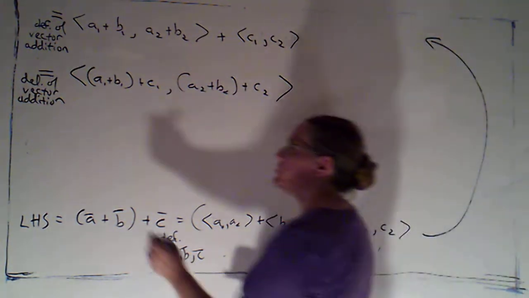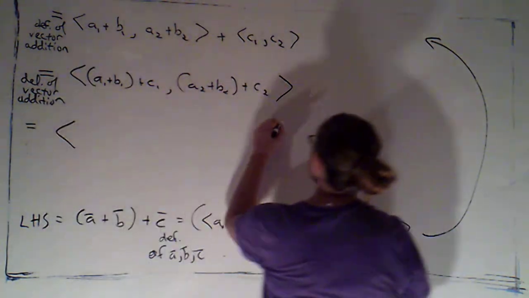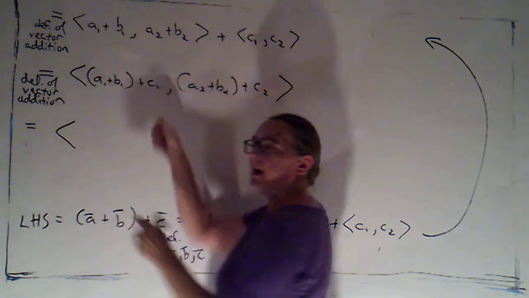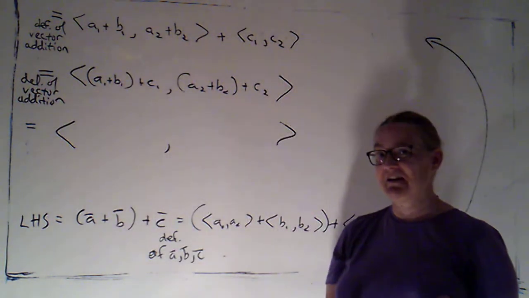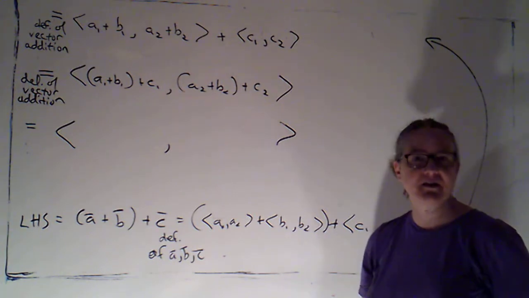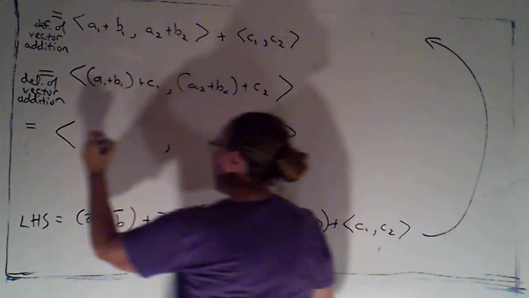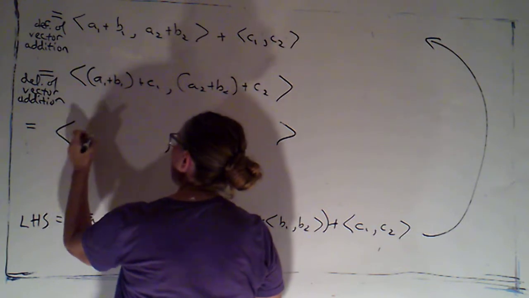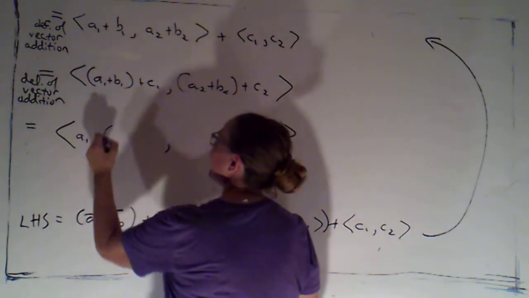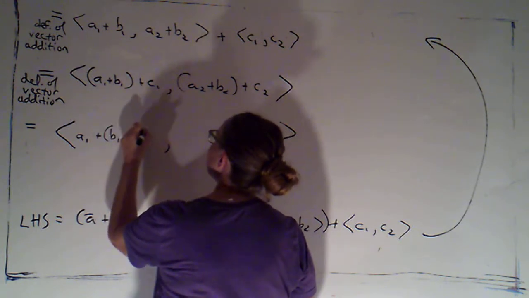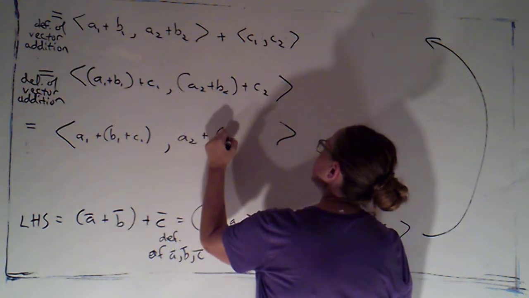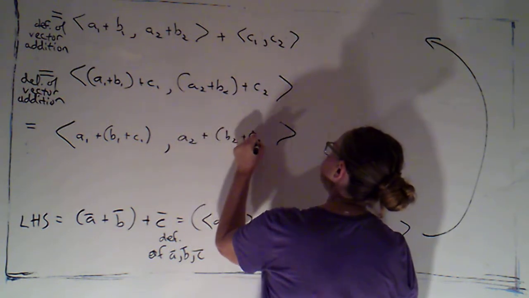Because what I'm going to do now is say within each component, this is just an addition problem involving real numbers. With real numbers, I know that I have an associative property. So I can say that the number (A1 + B1) + C1 is the same as the number A1 + (B1 + C1). And same thing here: (A2 + B2) + C2.